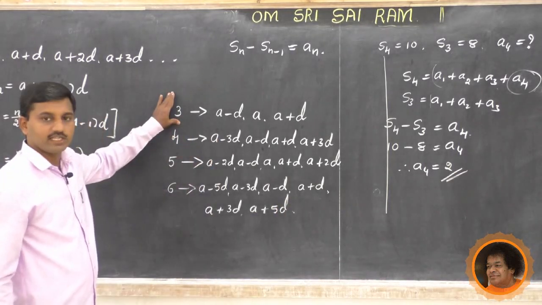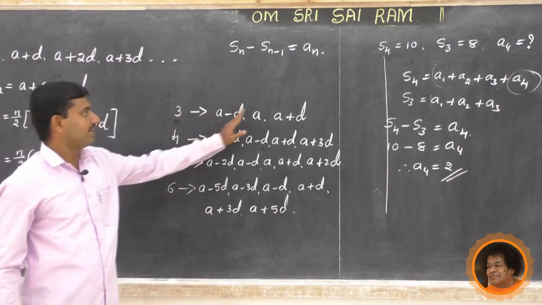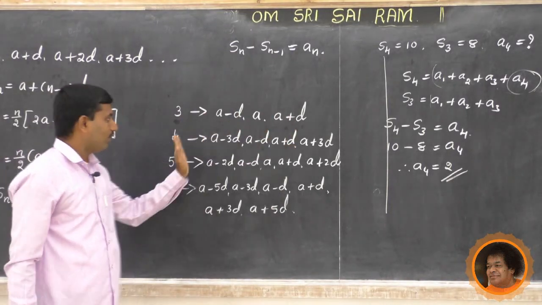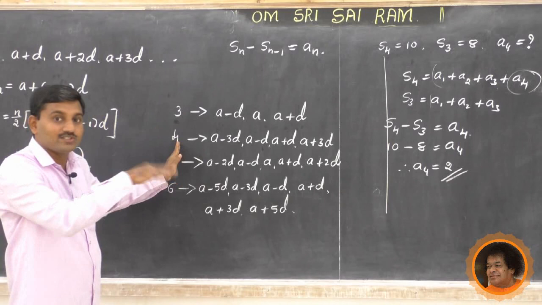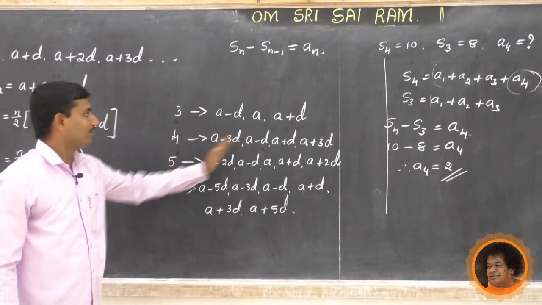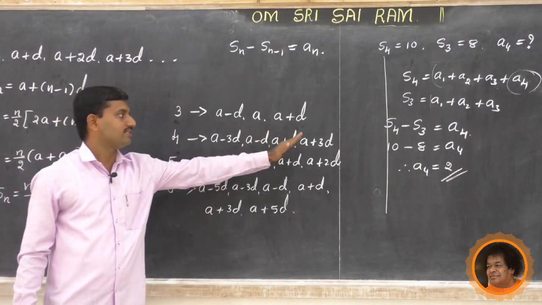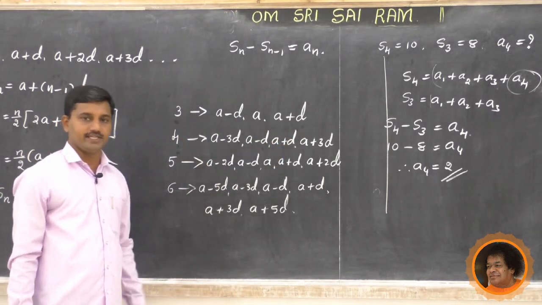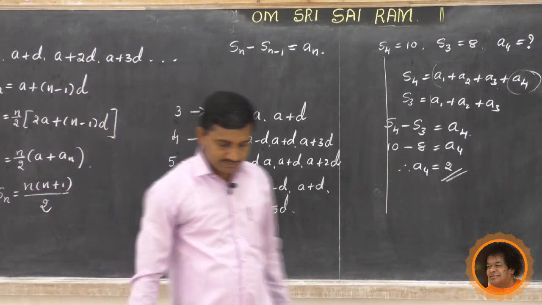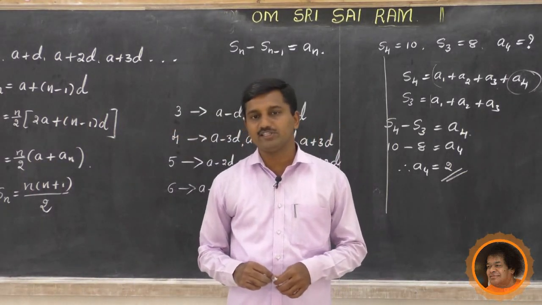If 3 terms are given, the terms are a minus d, a, a plus d. For 4 terms, take the previous question, divide 56 into 4 parts. So the 4 numbers are a minus 3d, a minus d, a plus d, a plus 3d. Students, I hope you are practicing the problems daily.